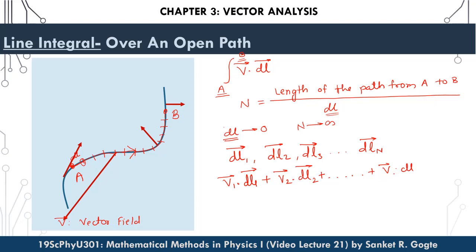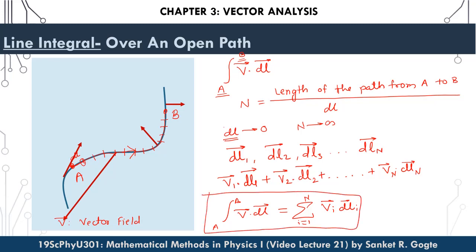Sorry, this is n, and therefore this line integration from A to B is basically this sum of infinitely many dot products. Let me write it like this: I is equal to the sum from i equals 1 to n of vi dot dli. Now since we have a dot product, naturally this sum is a scalar quantity, and therefore by nature this line integration is a scalar quantity.